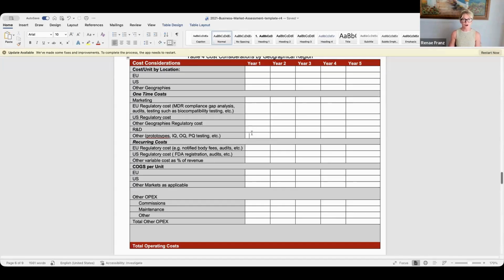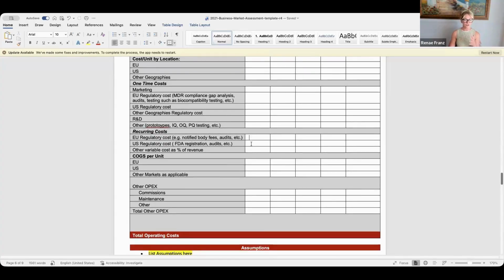And then you have to think about your prototype testing and the IQ, OQ, PQ. So there is a cost to creating all the prototypes, and the final product, or what you anticipate being the final product, going through validating your processes, all the equipment used to make it, and then the final product itself. So knowing what those costs are, or at least estimating, that's really important.